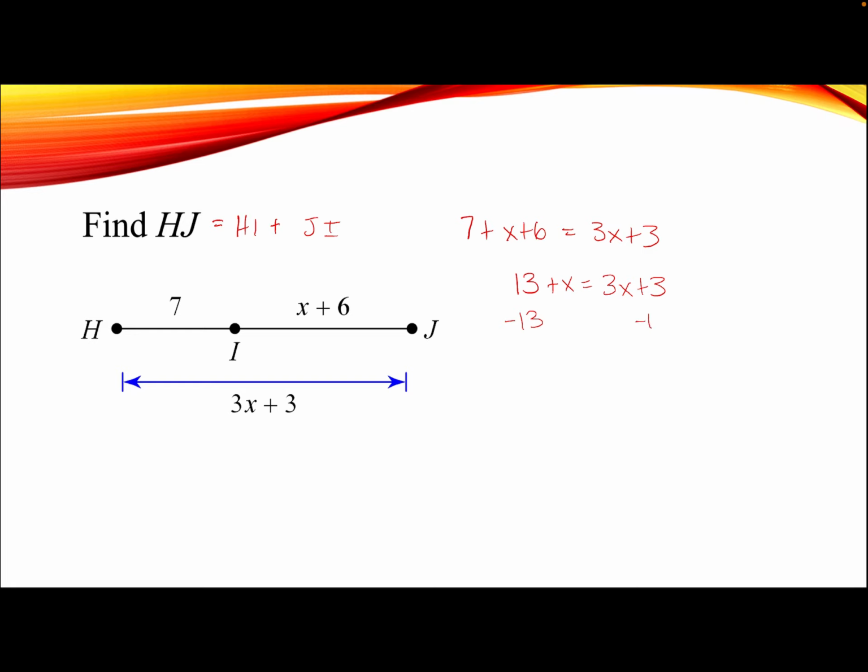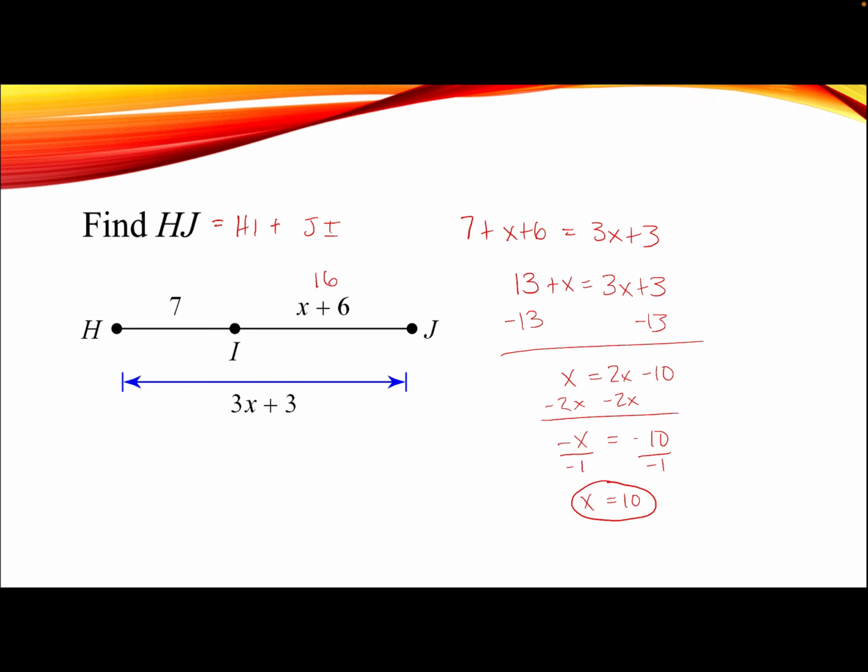We subtract 13 from both sides. We get x equals 2x minus 10. We subtract 2x from both sides. We get negative x equals negative 10. Then we divide both sides by negative 1. So we get x equals positive 10. So if we substitute in 10, we're going to get 10 plus 6. This segment would be 16.